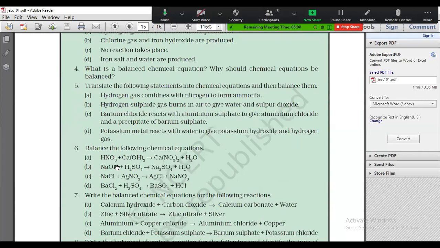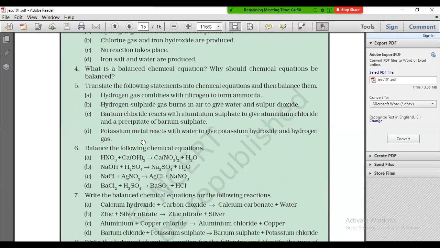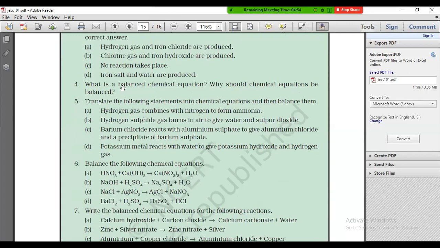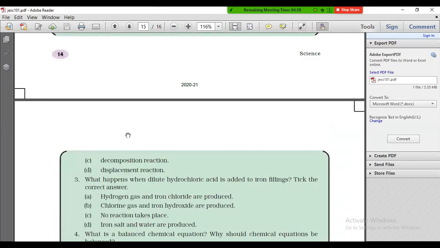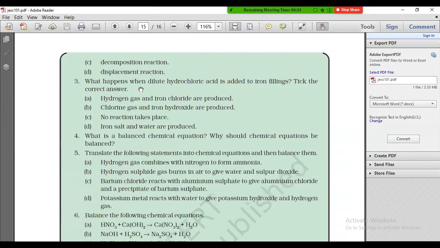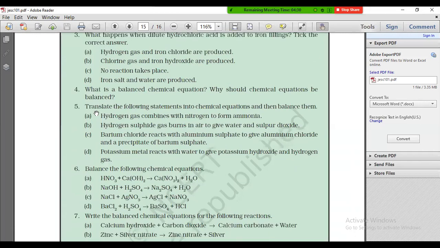Now let's get back to the textbook. Where is the textbook? Okay. So this is question number 6, where you have to solve this question. Balance the following chemical reactions. These questions you have to answer now. Which of the statements about the reaction below are incorrect? No, first question you don't attempt this one because we haven't carried out oxidation reduction. Fe2O3, not yet. So no to questions 1 and 2, no to question number 3. Yes, question number 4 you have to answer today.